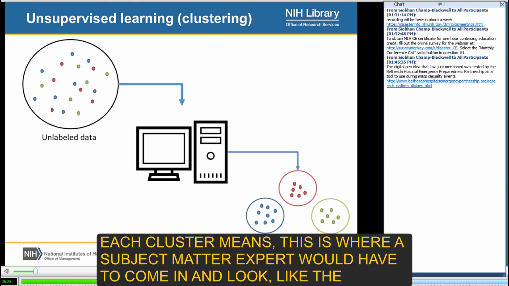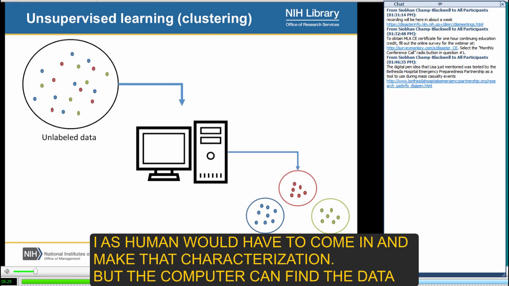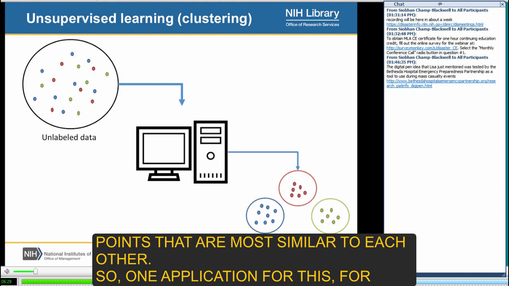The algorithm can't necessarily tell us what each cluster means. This is where a subject matter expert would have to come in and look. The computer doesn't understand that one is red, one is green, one is blue. I, as the human, would have to come in and make that characterization. But the computer can find the data points that are most similar to each other.